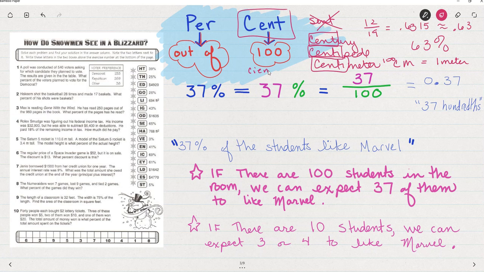So 37%, all it means is 37 out of 100. Go ahead and try it on your calculator if you're more comfortable doing that. Do 37 out of 100 or 37 divided by 100 and you'd get 0.37. And as a percent, that's 37%. Let's look at some of these examples.